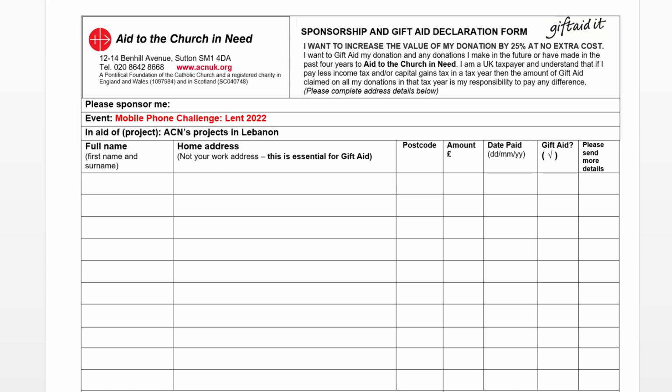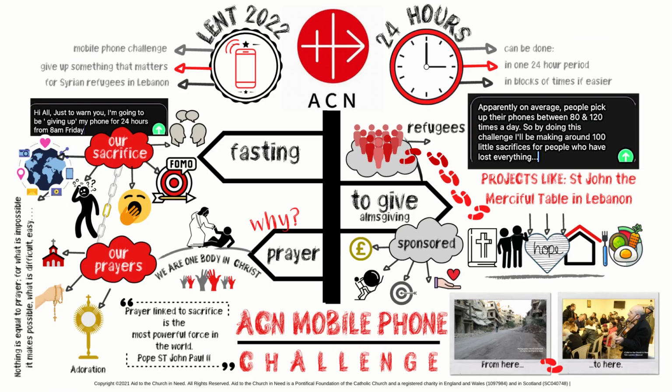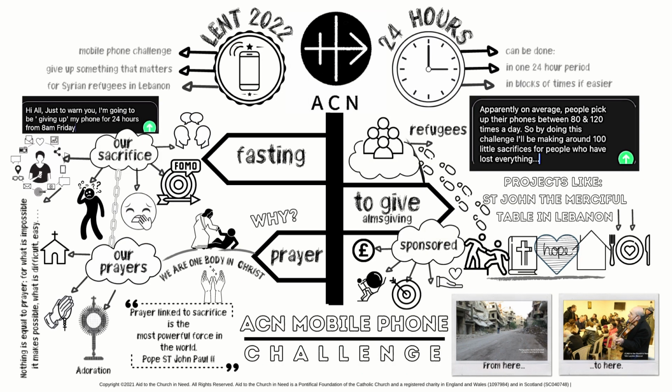If you are running this in a school or with teenagers or with a confirmation group, you can do the ACN Mobile Phone Challenge activity. This is an infographic which explains prayer, fasting and almsgiving and links it to what they're doing with the challenge. There's a sheet where the students can look at the graphics and then they can do one of their own or colour in a blank one.